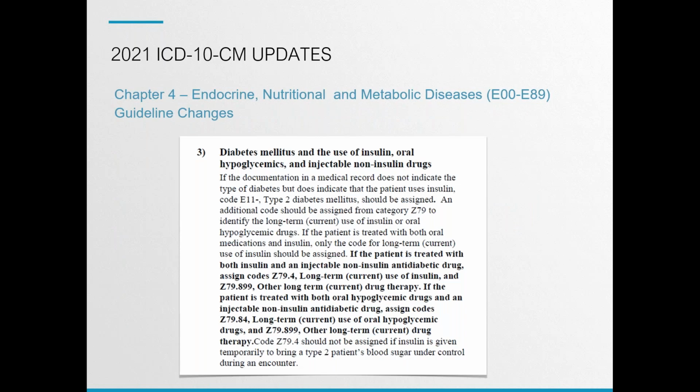The endocrine chapter includes new coding instructions to follow for diabetic patients treated with insulin, oral hypoglycemics, and injectable non-insulin drugs. For example, if the patient is taking both insulin and an injectable non-insulin anti-diabetic drug, assign both the Z79.4, long-term current use of insulin, and Z79.899, other long-term current drug therapy.